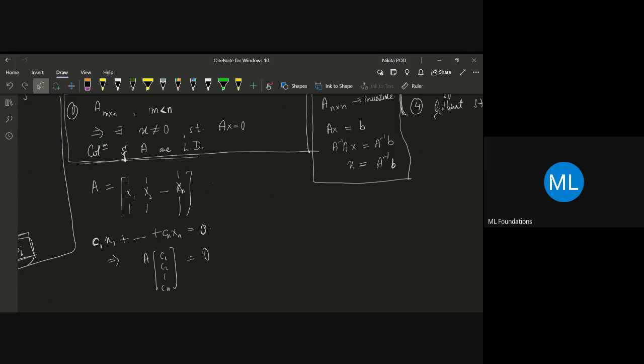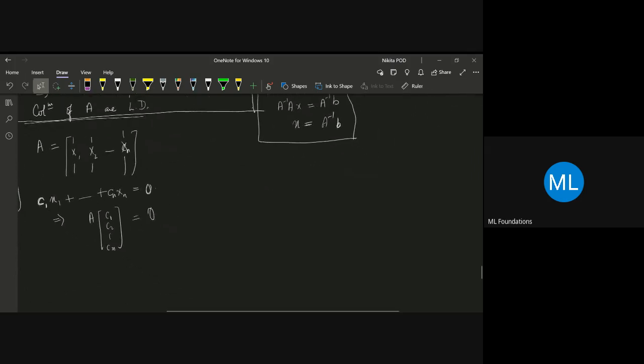When does the system not have a solution? You have Ax equal b, right? So when does Ax equal b have no solution?